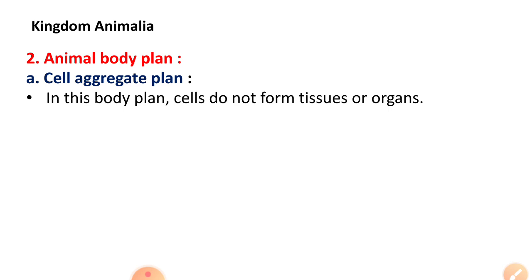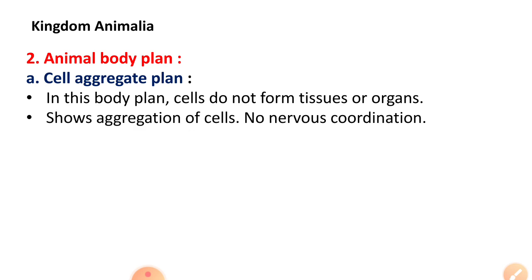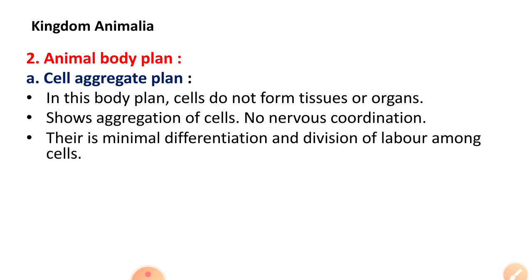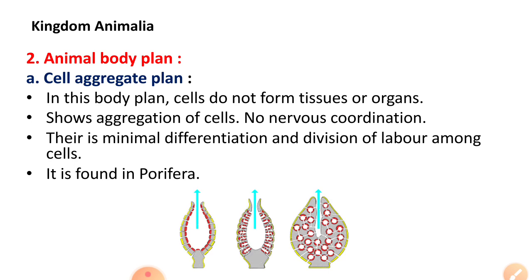And also there is no nervous coordination between them. Such a body pattern is called the cell aggregate pattern, which shows only aggregation of cells and no nervous coordination, with minimal differentiation and division of labor among cells. Such a cell aggregate plan is found in phylum Porifera, or poriferan organisms.